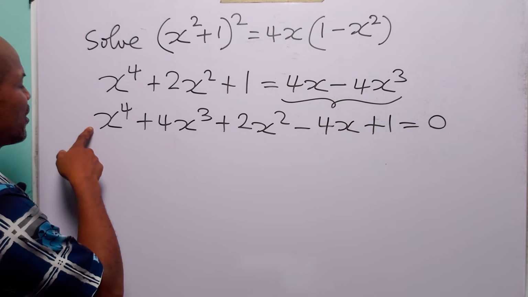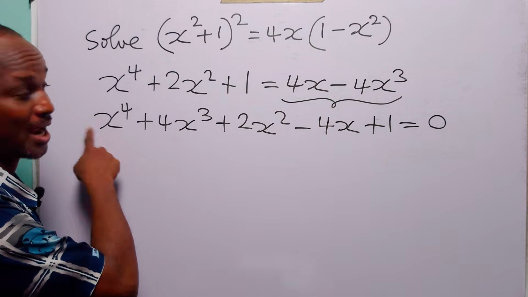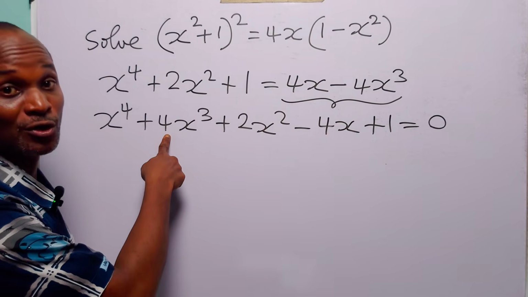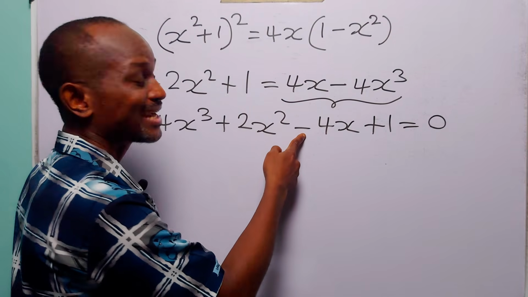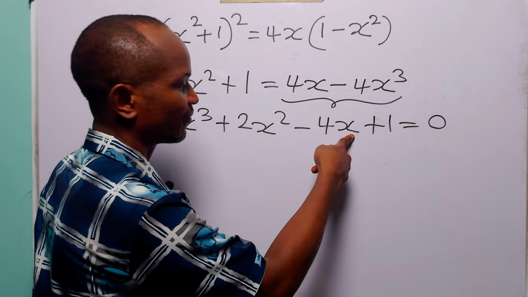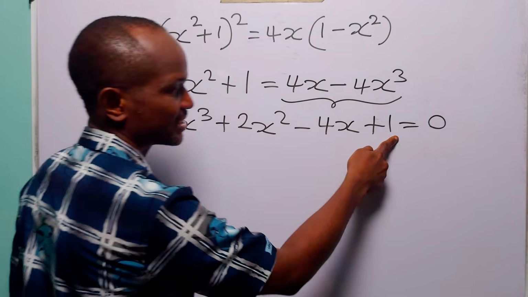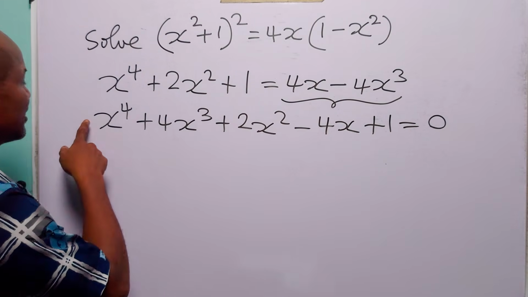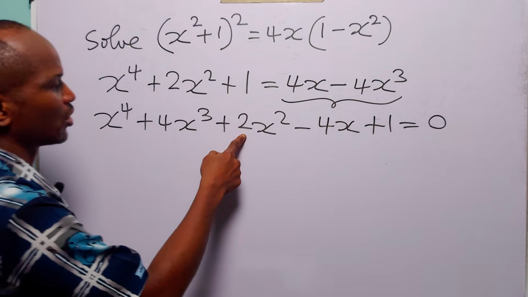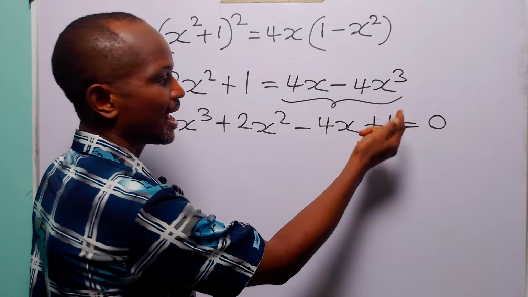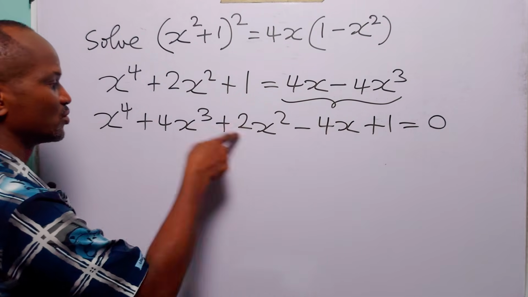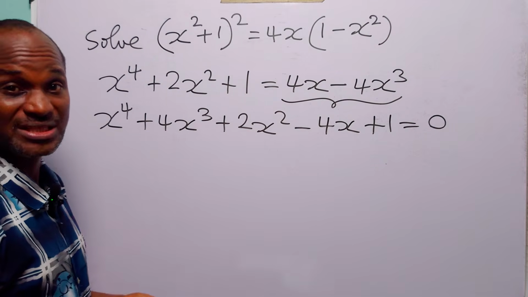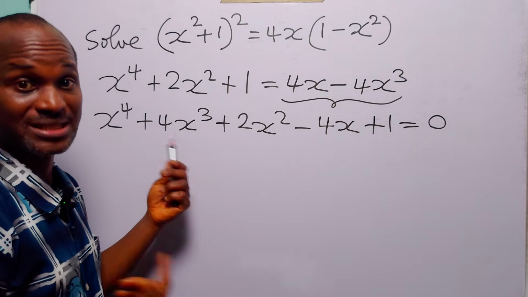Also, notice that the coefficient of x raised to power 4 is 1. The coefficient of x cubed is 4. The coefficient of x squared is 2. Disregarding this sign, the coefficient of x is 4, and of course the constant term is 1. So the coefficients are 1, 4, 2, 4, 1. And also from behind we have 1, 4, 2, 4, 1. Now there's a very simple way to solve quartic equations like this.